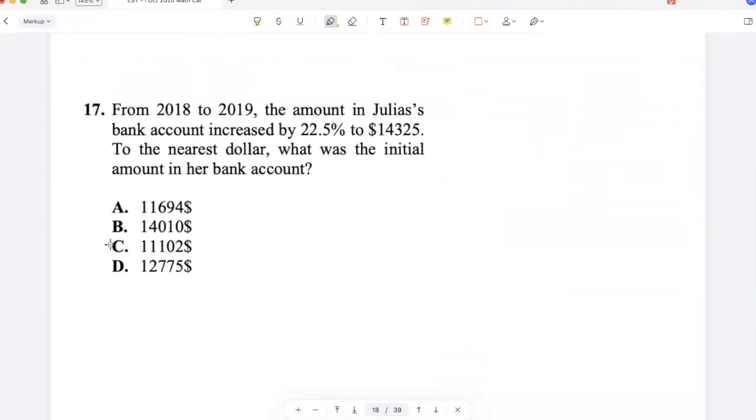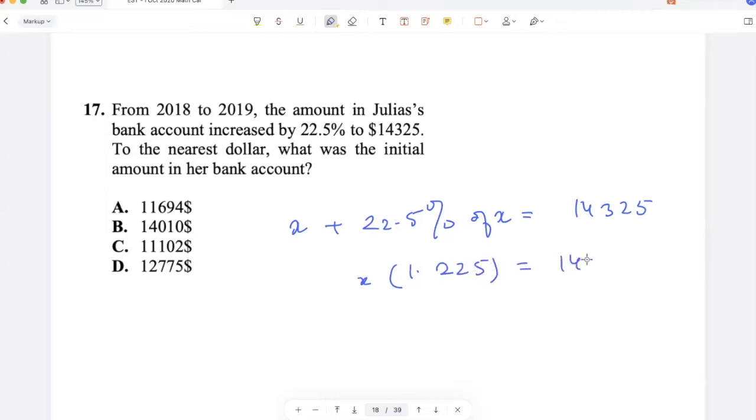From 2018 to 2019, the amount in Julius' bank account increased by 22.5% to this, to the nearest dollar. What was the initial amount? Okay, so if it was X, then X plus 22.5% of X is 14325. So X into 1.225 is 14325. So X is 14325 divided by 1.225. So let's plug that in.